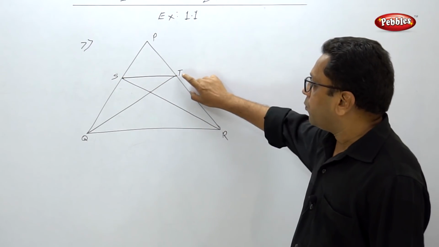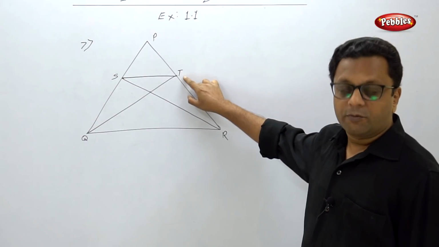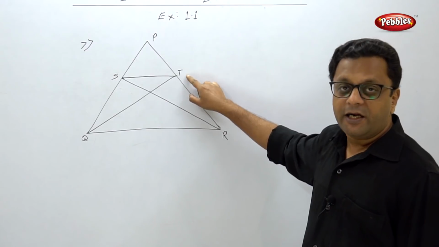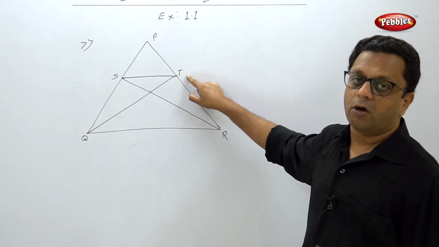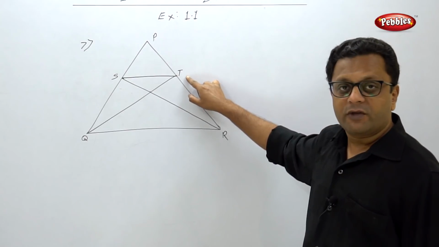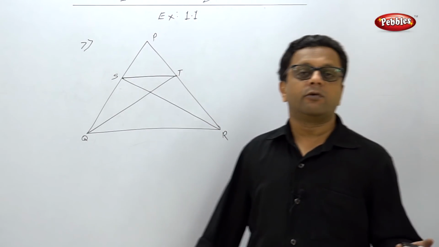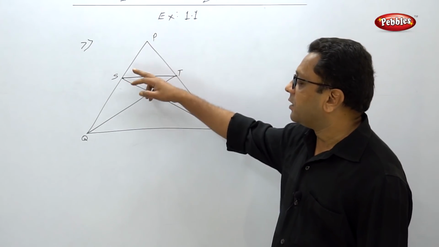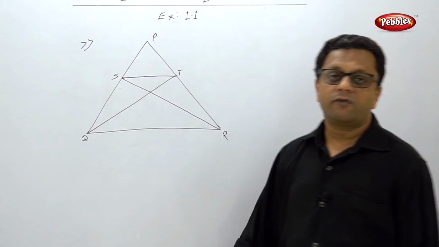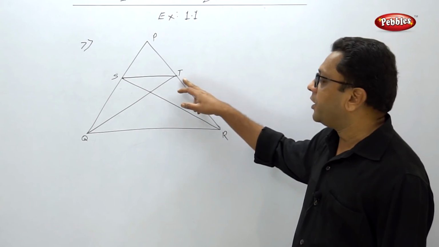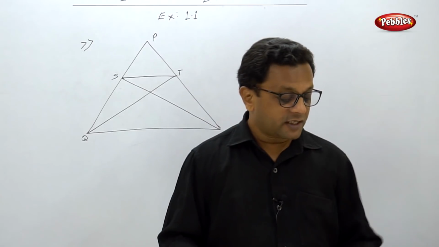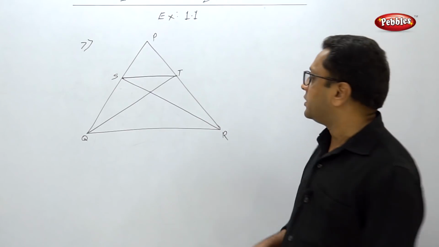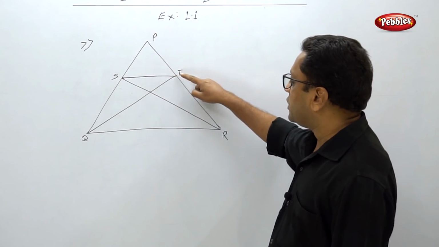Okay, now one vertex is common in PST and QST. When one point is common, that means the height for both the triangles is common. So the ratio of their areas is equal to the ratio of their bases. So here the base is PS of one triangle and QS of another triangle, because the point T is common. Okay. The second, area of triangle PST upon area of triangle RST, PST upon RST.